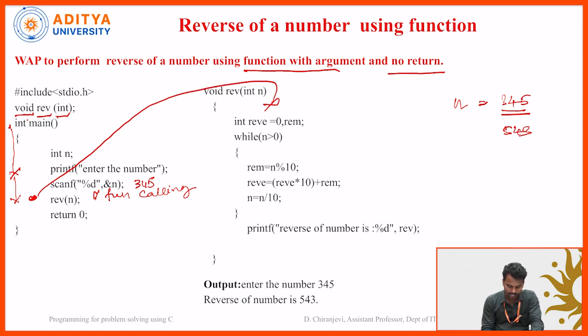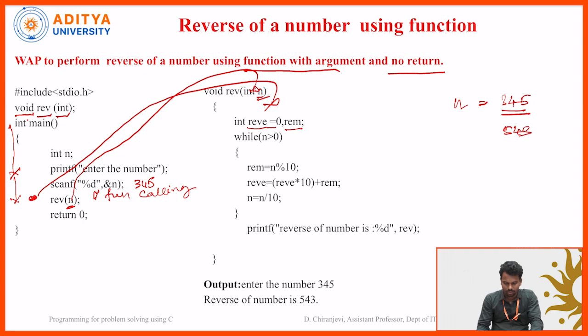Now this n value, 345, will be passed to int n. You got n value 345, and you have taken a variable REVE with value 0. Now, how can you reverse this number? This number must not be 0, so it must be greater than 0. Any number which is greater than 0 you can perform, or you can also write the logic as not equal to 0. If a number is negative, then also you can perform reverse. But here I have written this program only for positive numbers.